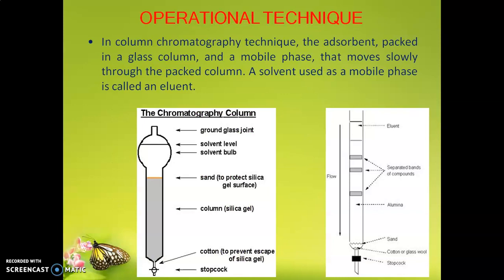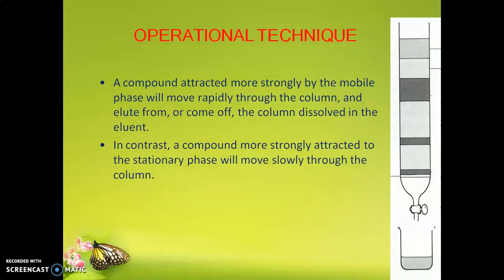Now we will see how the operation happens in column chromatography. In the column chromatography technique, the adsorbent is packed in the glass column and the mobile phase moves slowly down through the packed column. A solvent used as a mobile phase is called eluent. A component attracted more strongly by the mobile phase will move rapidly through the column and elute from, or come from, the column dissolved in the eluate. In contrast, the component more strongly attracted to the stationary phase will move slowly through the column.